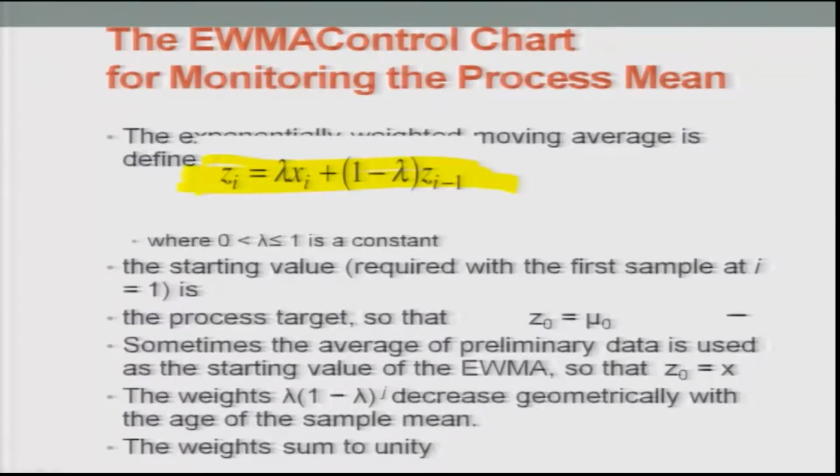Sometimes the average of preliminary data is used as the starting value for the exponentially weighted moving average, such that z naught would be given as x bar, and we will continue calculating based on x bar, which is the starting value. The weightage, which is lambda times 1 minus lambda to the power j, decreases geometrically with the age of the sample mean. And it should be remembered that the weights sum to unity.